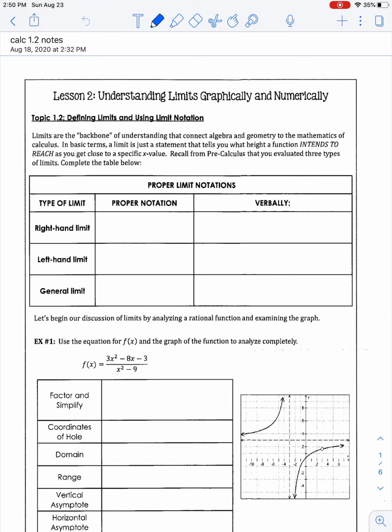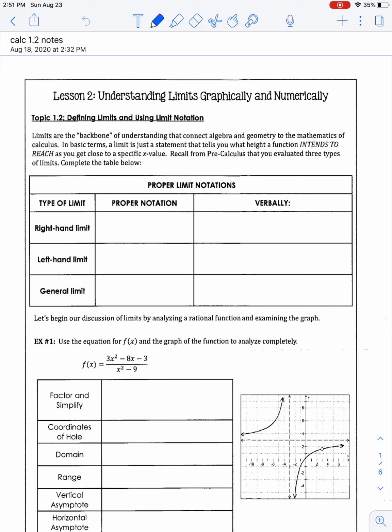All right, so we're going to talk about understanding limits graphically and numerically. And we did some limits in pre-cal, so this should be a nice review, and then probably take it a little bit farther than we did in pre-cal. Okay, limits are the backbone of understanding that connect algebra and geometry to the mathematics of calculus.